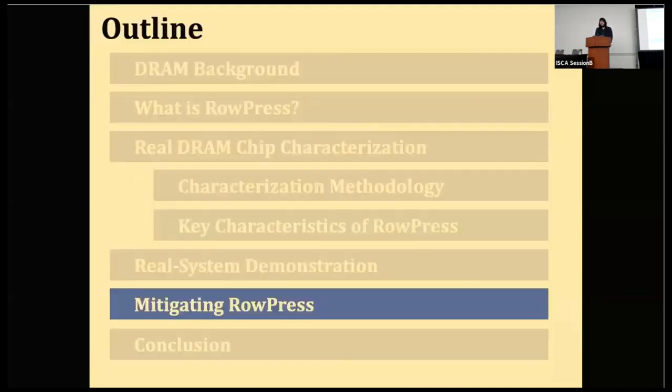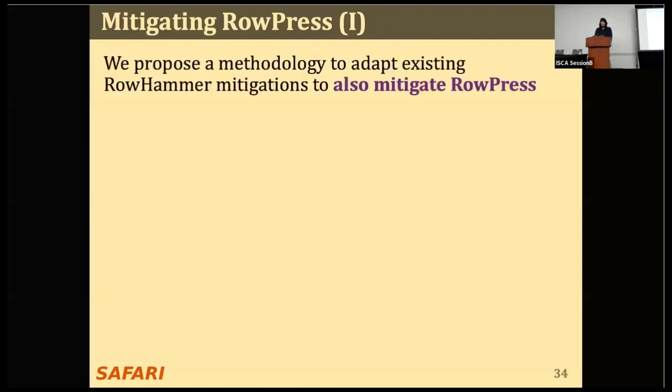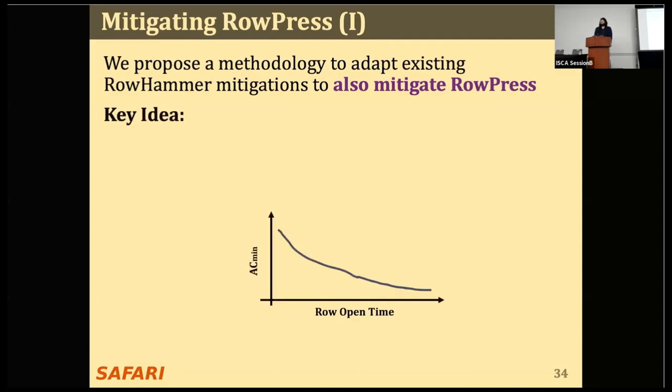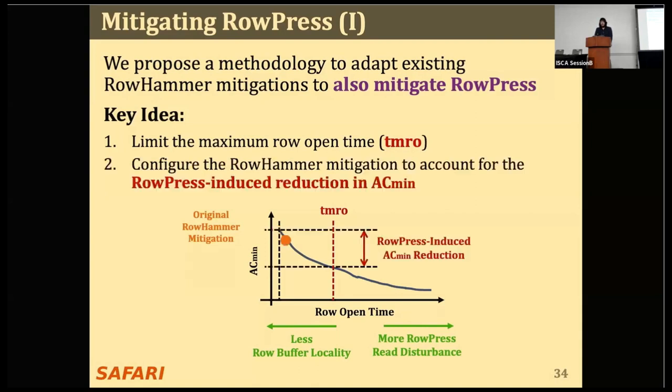Now let's see how to mitigate RowPress. We propose a methodology to adapt existing RowHammer mitigations to also mitigate RowPress. The key idea is based on the characterization results. First, we limit the maximum time that a DRAM row can stay open in the memory controller to strike a balance between row buffer locality and the read disturbance caused by RowPress. Second, we configure the RowHammer mitigation to account for the RowPress-induced reduction in the minimum activation count needed to cause bit flips.